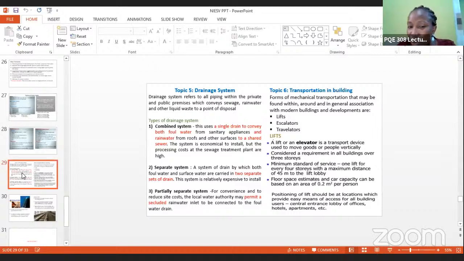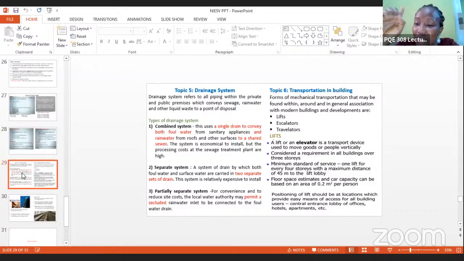Combine, you know, combine. You are joining two things together. That is, in a combined system, you are using a single drain to convey both foul water from your sanitary appliances and rainwater. It's combined. You are using just one single drain. Inside this single drain, your foul water coming from your bedroom, from your toilet, plus the runoff from the rain, will merge at a point and get drained inside this single drain.